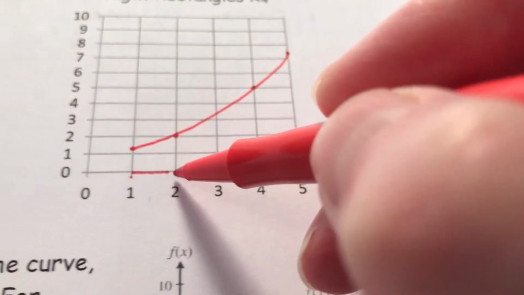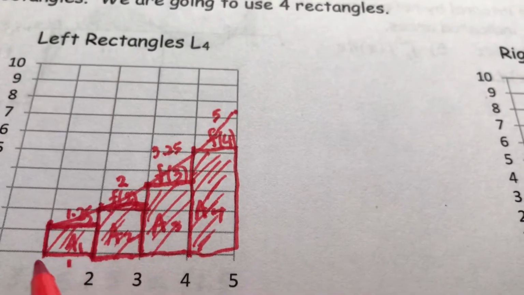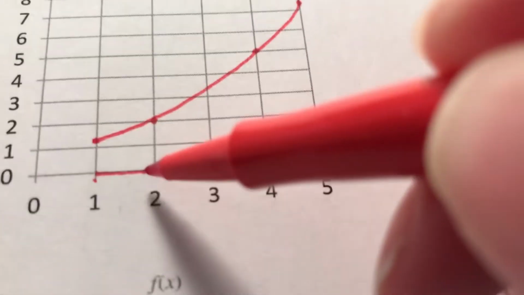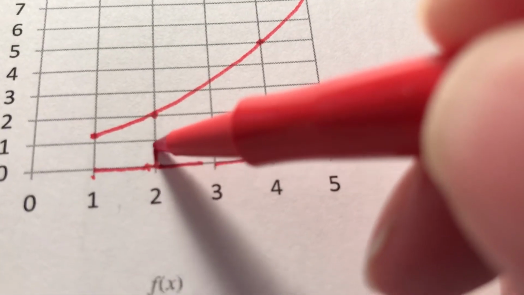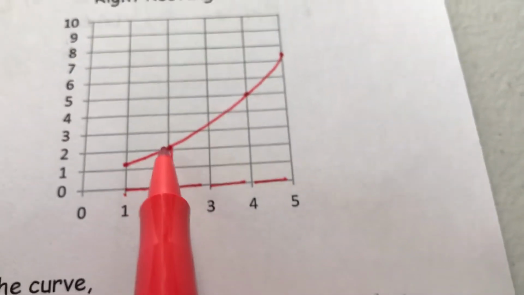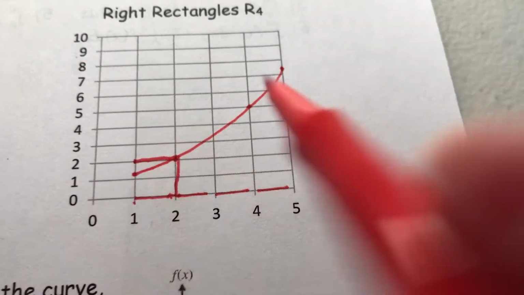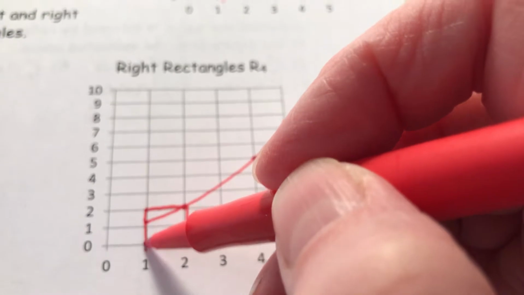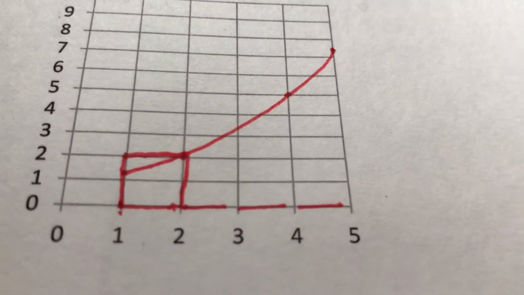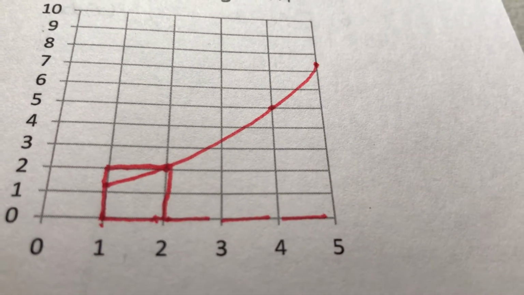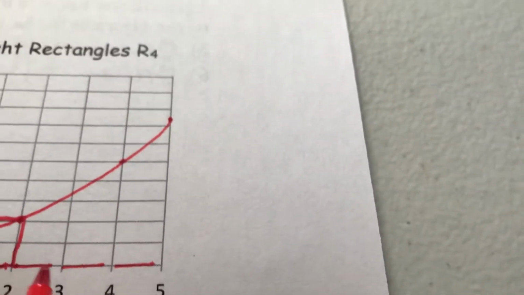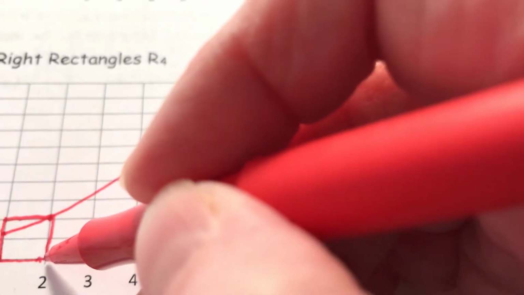And the height this time on the subinterval from 1 to 2, before we took the left-hand endpoint. Now we're going to take the right-hand endpoint. Now watch this. I'm going to come up here and take the right-hand endpoint. And that, you see, it's going to be a little higher than the curve. Then I come to this one, and I take the right-hand endpoint from 2 to 3.